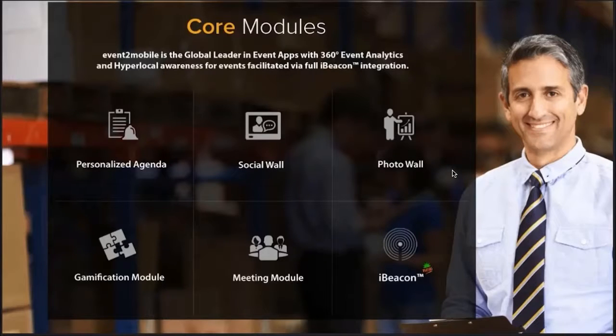The 6 core modules as we defined with Eventimobile: personalized agenda; the social wall, a completely internal event-based social network, your event social network, which helps people get together, helps people position themselves as thought leaders, and helps you find people who are really active at your event. Analytics, very important. Some more fun modules like photo wall, gamification, a meeting module, and last but not the least the iBeacon module, which is totally redefining the way events are run these days and adding to that wow factor.